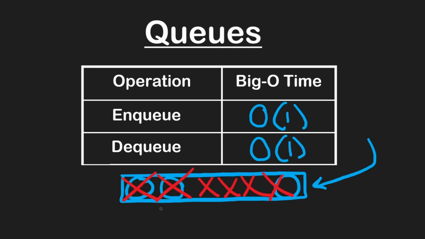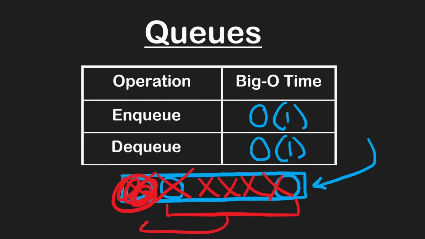We know we couldn't do that with arrays because if you remove from the beginning of the array, then you have to take every other element and then shift it over. That turned out to be a big O of n time operation. But with linked lists, we can achieve this. Let me show you how.